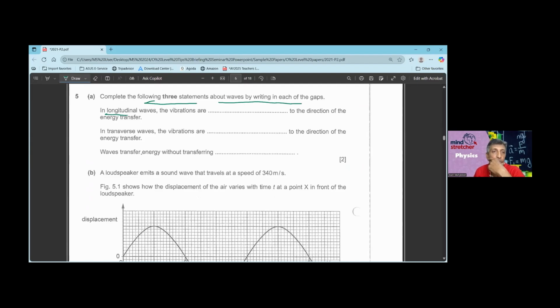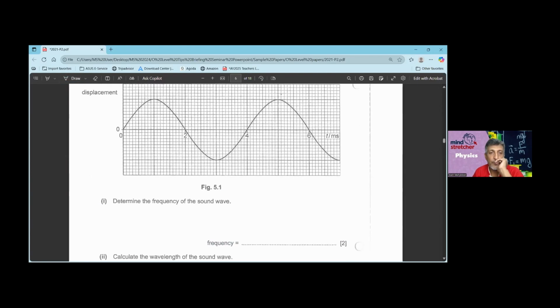In longitudinal waves, the vibrations are parallel to the direction of energy transfer. Very good. In transverse waves, vibrations are perpendicular to the direction of energy transfer. And waves transfer energy without transferring matter. Very good.